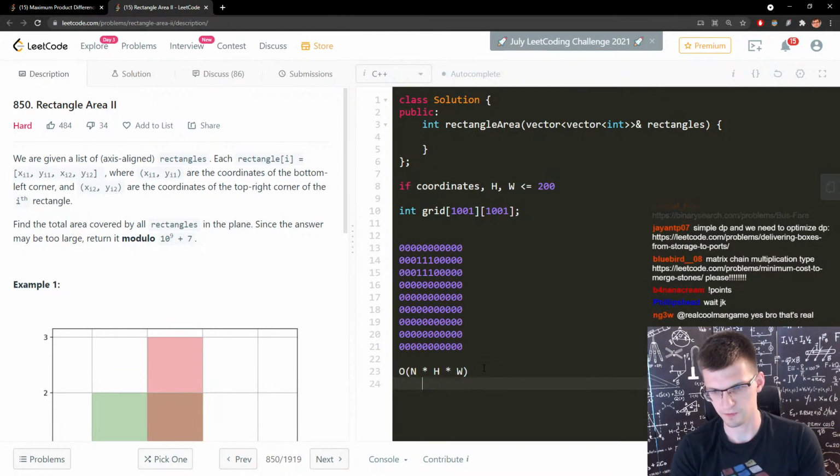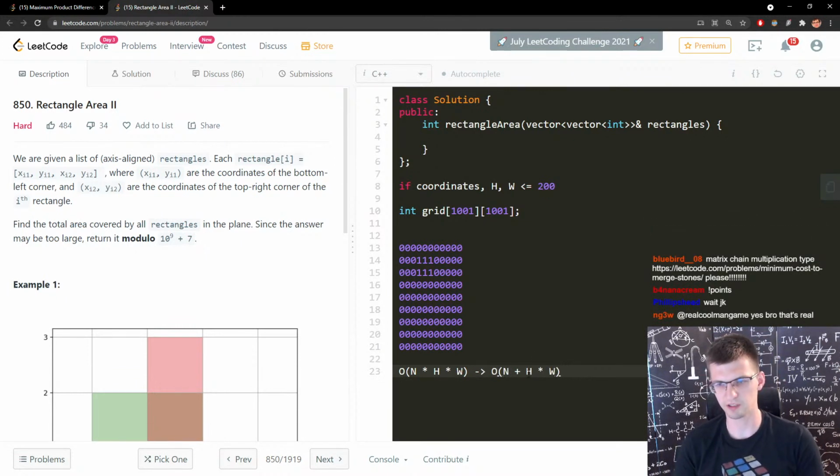Now, we want to improve this to just O of n plus the time complexity to create a grid. Then this improvement, this speed up, is thanks to two-dimensional prefix sums.